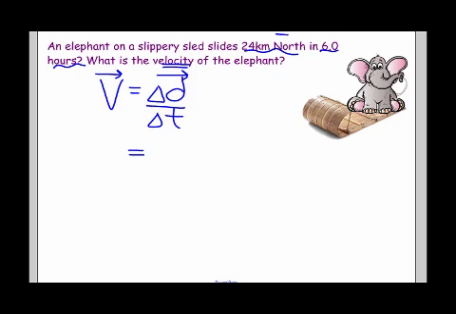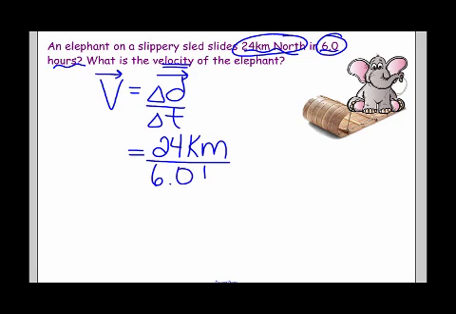So I have a displacement right here of 24 kilometers north, so we'll put 24 kilometers, divided by a time of 6.0 hours. So we can say 6.0 h for hours. When I look at my units here, I have 24 kilometers in 6 hours. A kilometer and hour match, so I can leave those. Just like a meters matches with the seconds, it's fine.